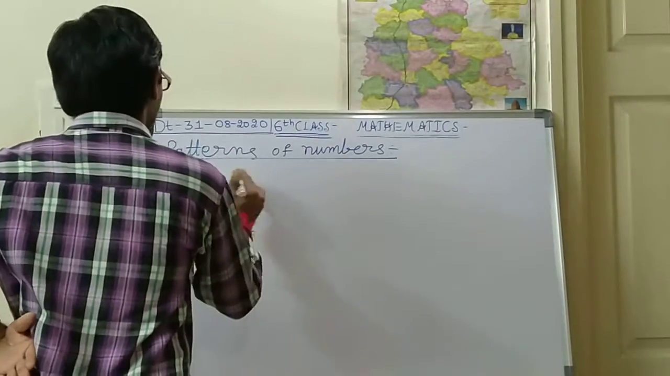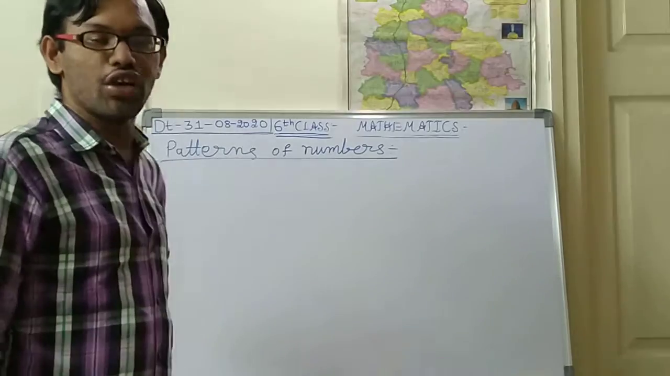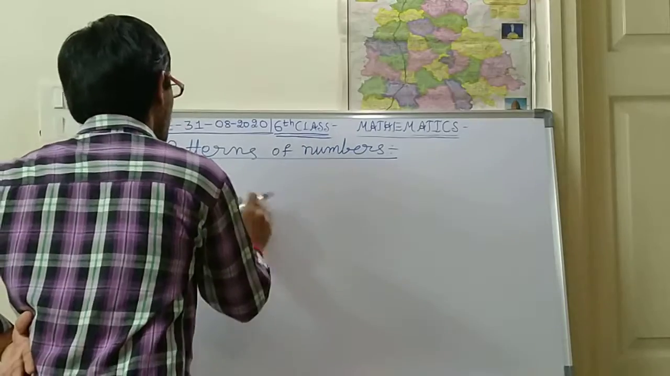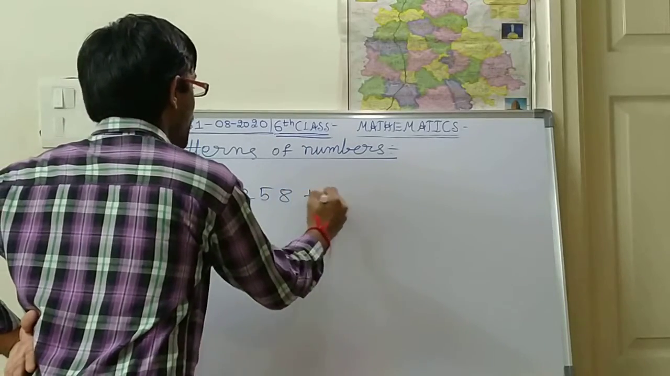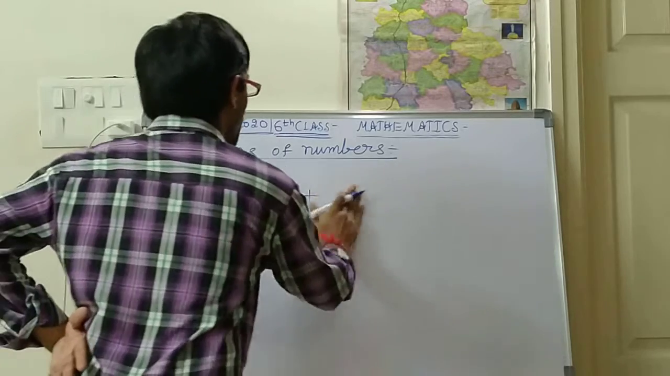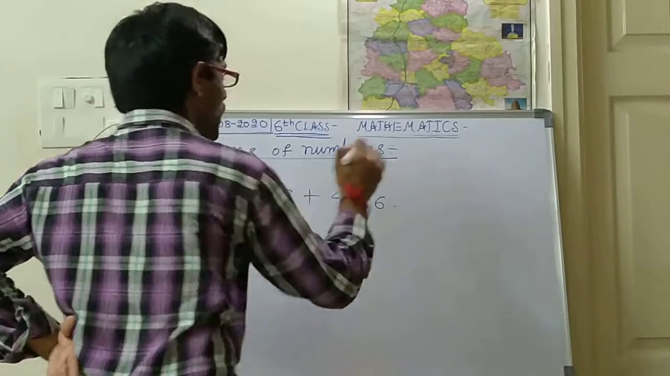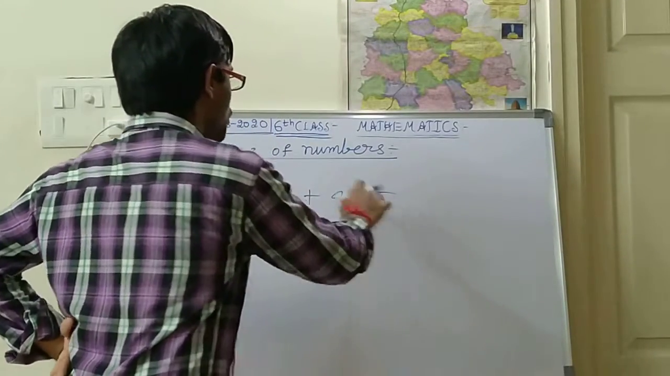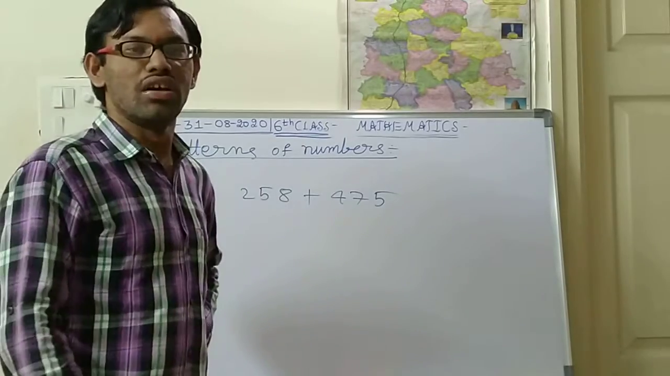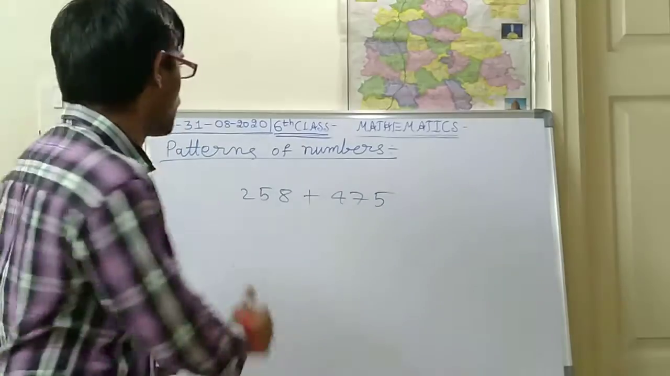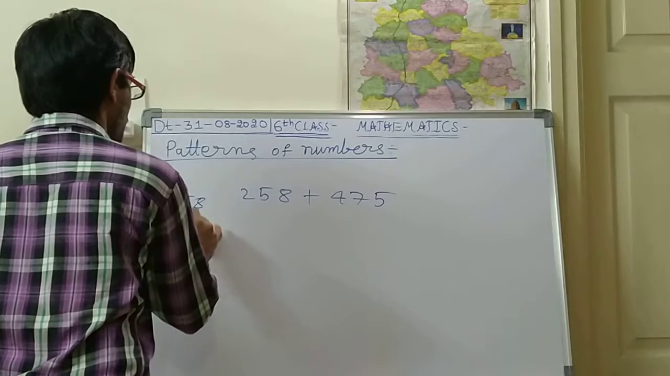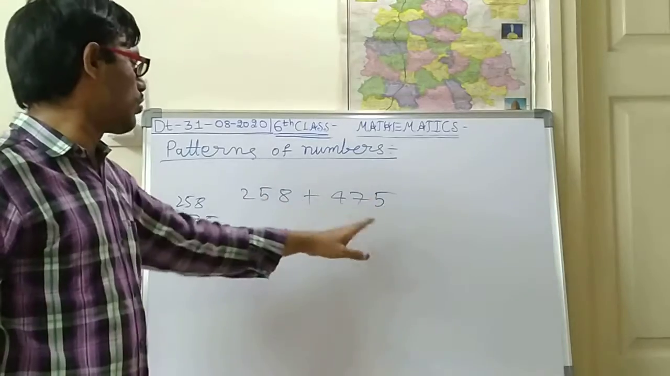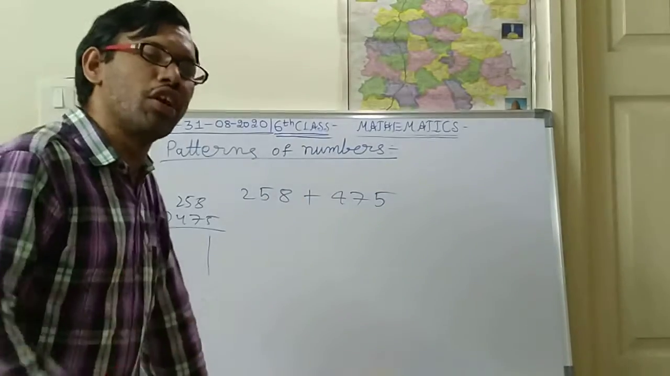Suppose you want to do an addition very fast. How can you do it? Suppose a big number, 258 plus 475 is given. You want to do this very fast. Instead of general addition, which means 258 plus 475, instead of doing like this, you want to do directly. So how can you do directly?